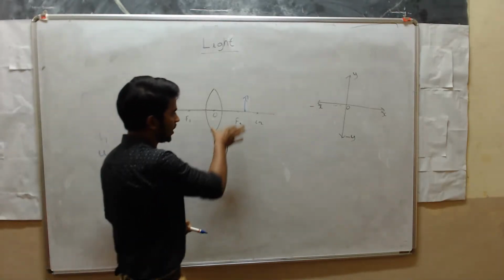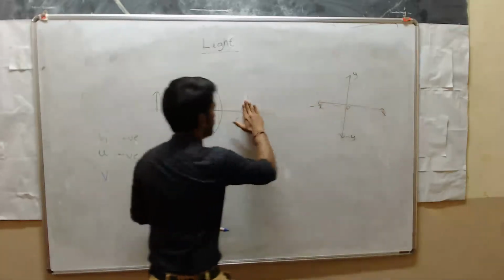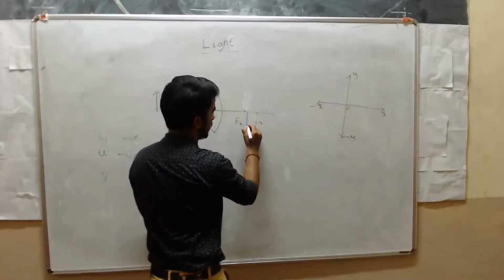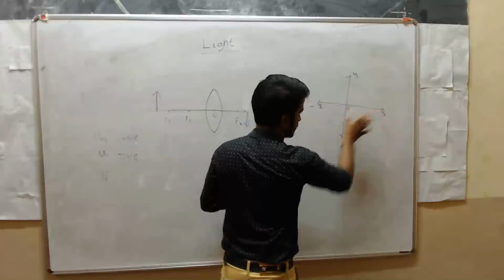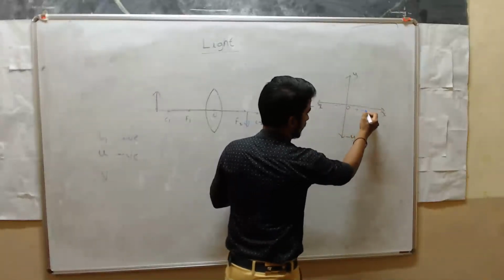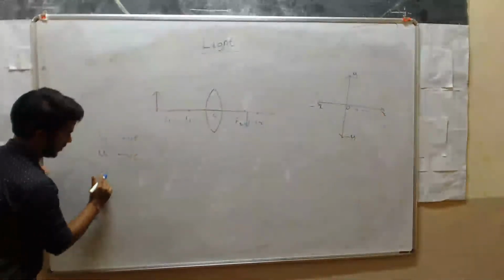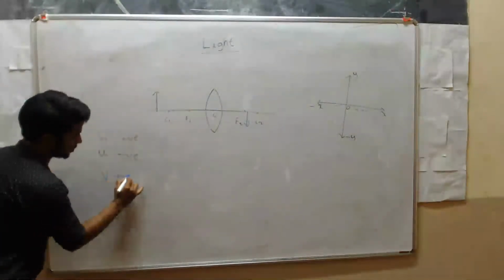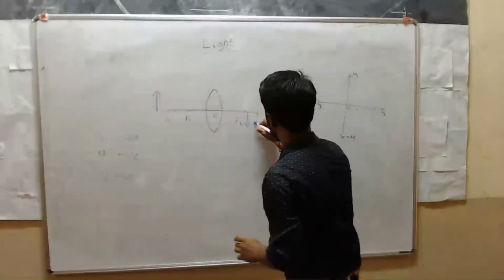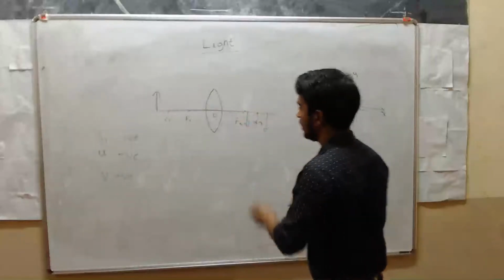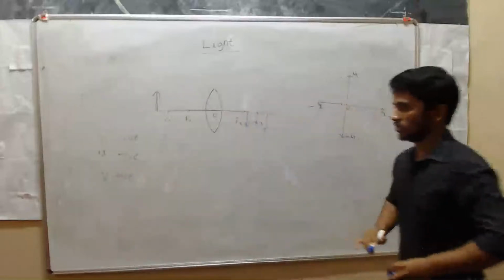Now we'll compare this distance with respect to the positive x-axis. Here, in this axis, all the values are positive. That's why we will represent the image distance in positive values. If you obtain the image between F2 and C2, or here or here or here, in this case we'll write the image distance as positive.